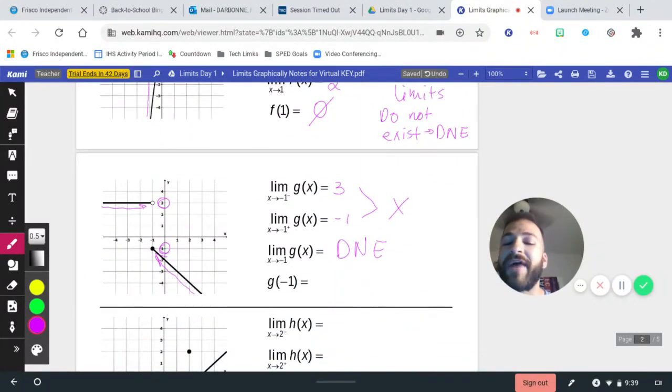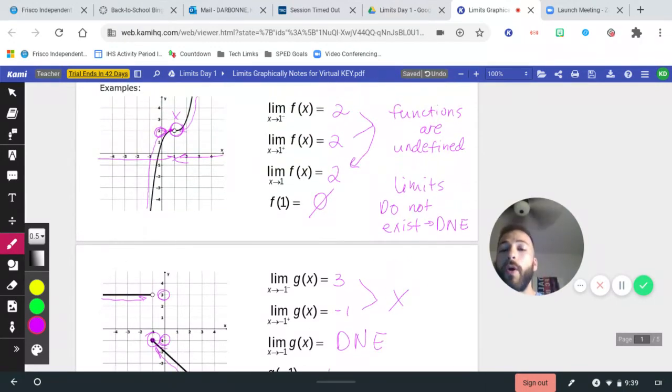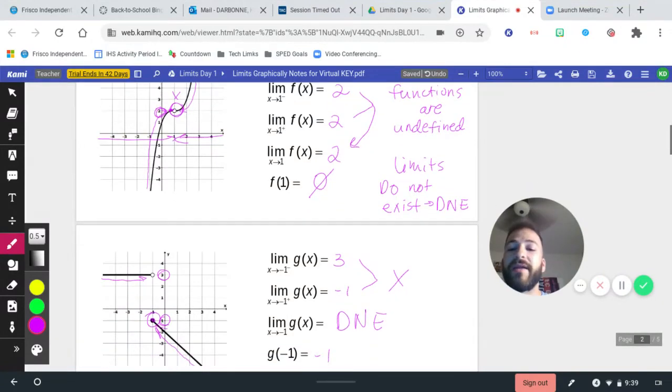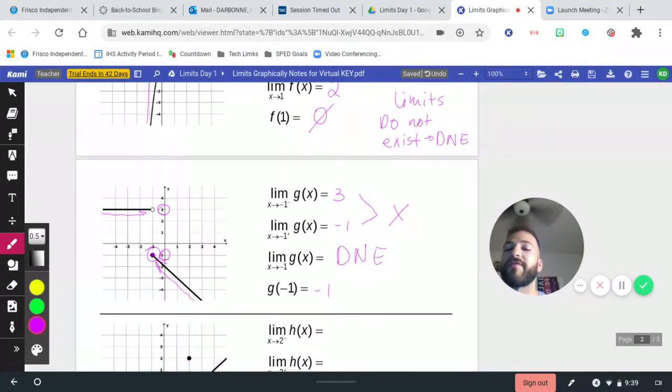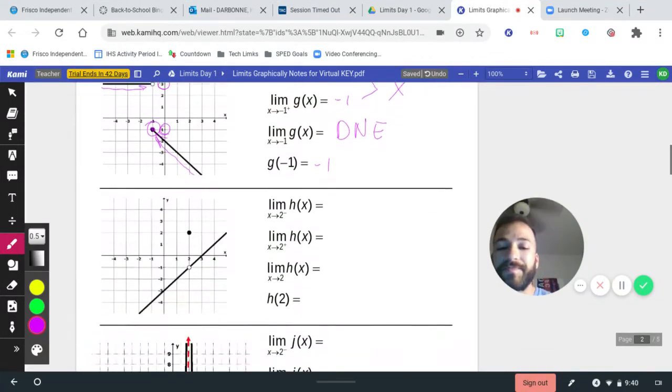Now, last but not least, if I asked you what g of -1 is, well, here at -1, while we have the hole, we also do have a point that's accounted for here. So if I were to plug x equals -1 into my function, I would actually get a y value out, and that y value would be -1. So just to look at the two, if there's a hole and there's no point to make up for the hole, then the function is going to be undefined. If there's a hole, but there's another point to cover up for that hole, then the function is going to equal whatever the value of the point is.